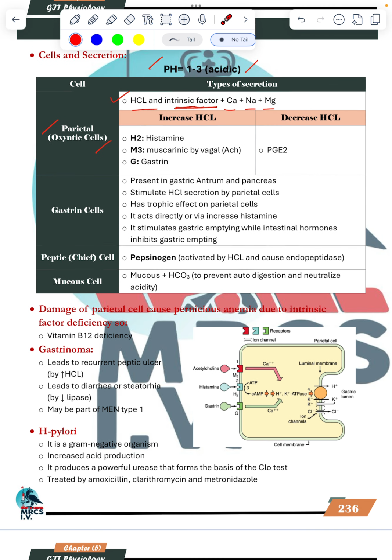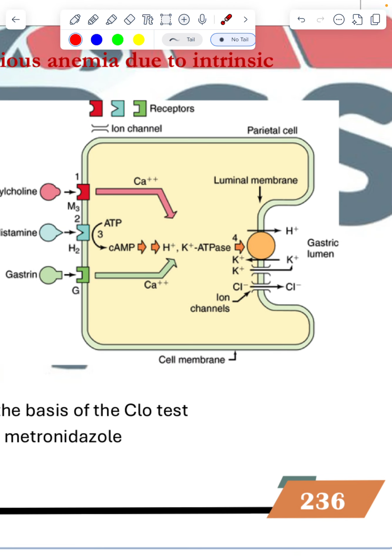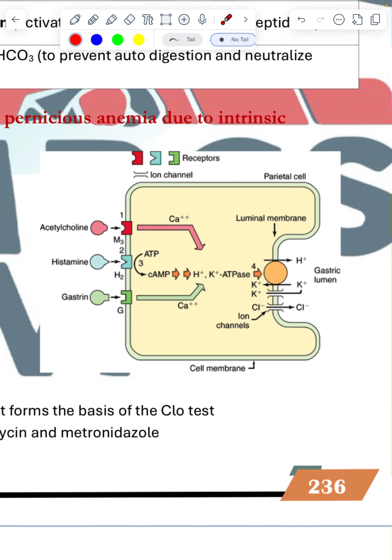What is gastrinoma? Gastrin cells are present; it causes recurrent peptic ulcer, increased hydrochloric acid secretion, and leads to diarrhea and steatorrhea because of decreased lipase. It is a part of MEN1. H. pylori is a gram-negative organism that increases acid production, produces urease, and forms the basis of the CLO test. Treatment is amoxicillin, clarithromycin, metronidazole.